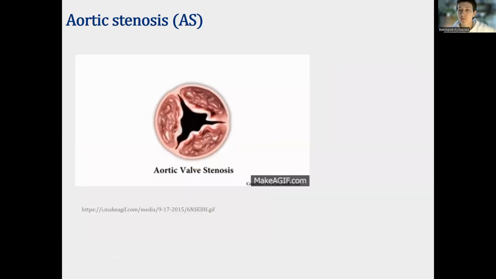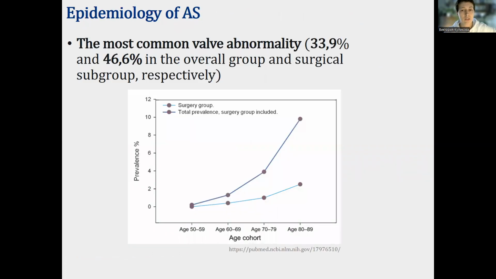So now let me speak about aortic valve stenosis. A few words about epidemiology. In the European population, aortic valve stenosis is the most common valve abnormality, about 34% in the overall group and 47% in the surgical subgroup. The prevalence of aortic stenosis increases with age and varies from less than 1% in ages under 60 to about 10% at ages over 80.